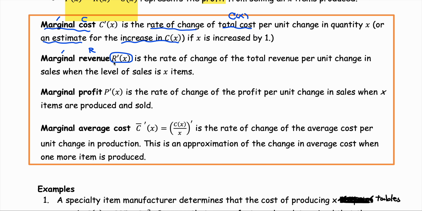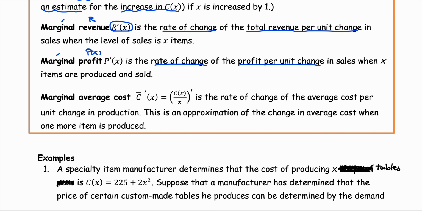The notation is R prime, the derivative of the revenue, and it represents the rate of change of the total revenue per unit change in sales when the level of sales is x items. Marginal profit, marginal means the derivative, profit the capital P, or the notation P prime of x, is the rate of change of the profit per unit change in sales when x items are produced and sold.